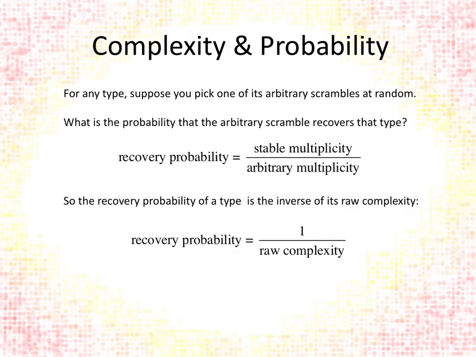For any type, okay, we've got to compare complexity and probability. For any type, suppose you pick one of its arbitrary scrambles at random. What's the probability that the arbitrary scramble recovers that type? Here, it's just the inverse. The recovery probability is the stable multiplicity divided by the arbitrary multiplicity. So the recovery probability of a type is the inverse of its raw complexity. There it is. Recovery probability equals 1 divided by the raw complexity.